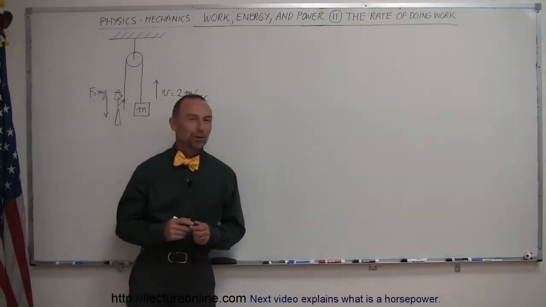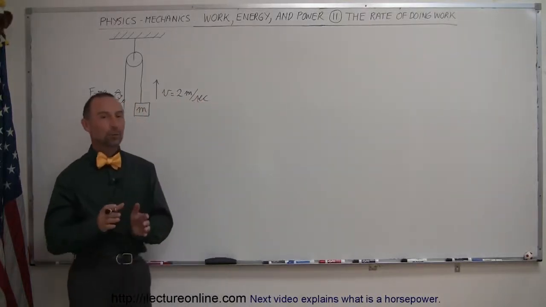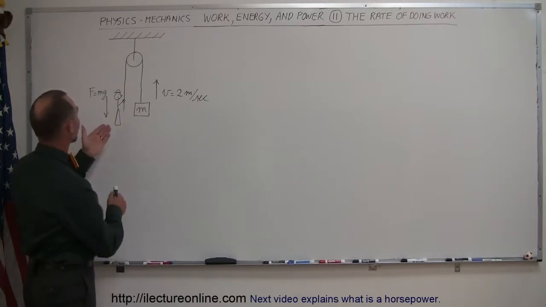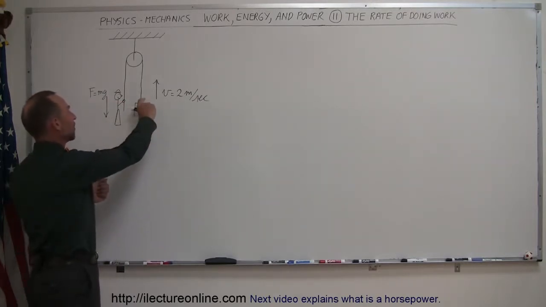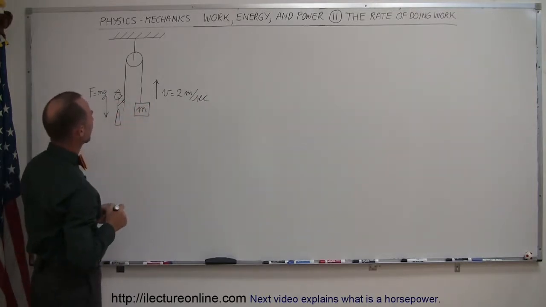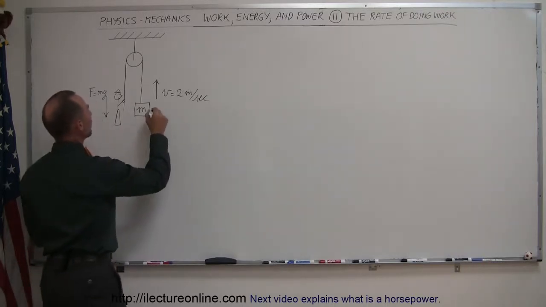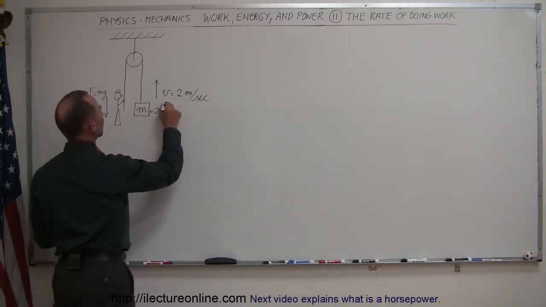In our next video, we're going to look at what we call the rate of doing work. In this case, we have a person here who's going to be lifting an object with mass m, and I guess I didn't write down the mass, right? So maybe we'll make it equal to, let's say, 20 kilograms.